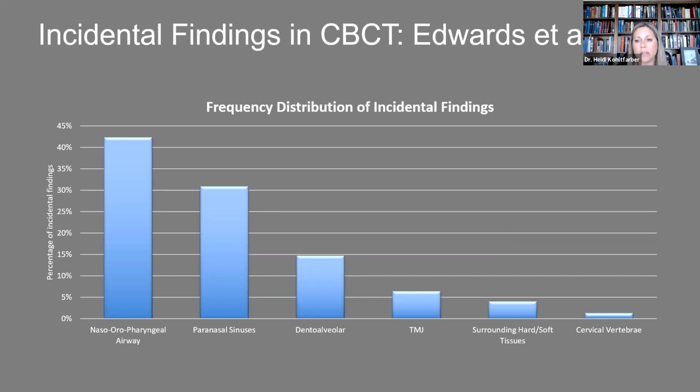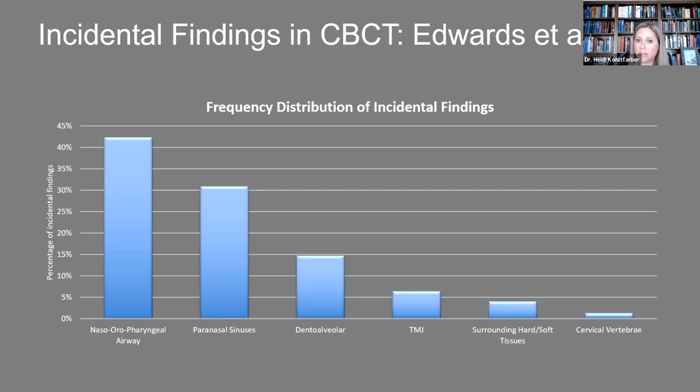Next, Edwards came along in 2014, and he was looking at an orthodontic population. The average age of these patients is 14, so we're looking at pediatrics. In our pediatric population, the largest degree of incidental findings were found within the naso-oropharyngeal region, which is what we would expect, especially if we are interested in airway space, because you're looking at enlarged tonsils, and you might be looking at some deviated nasal septums, things that would impinge the airway space. Paranasal sinuses, of course, you've got kids.